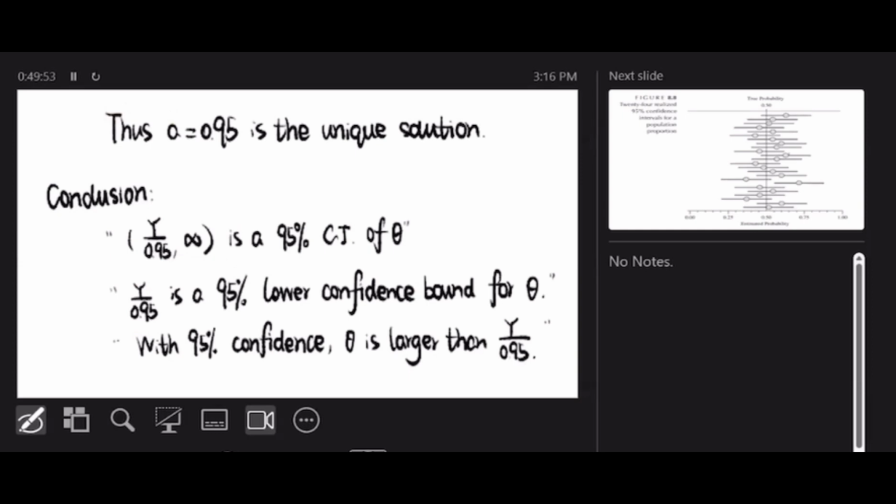Okay. Now, the conclusion is going to be y over, we've plugged in that a now. It's a 95% confidence for theta. Which means y over 0.95 is a 95% lower confidence bound for theta. You have to emphasize lower. With 95% confidence, theta is larger than y. So this is like the minimum. It's going to be larger than that, but less than infinity.